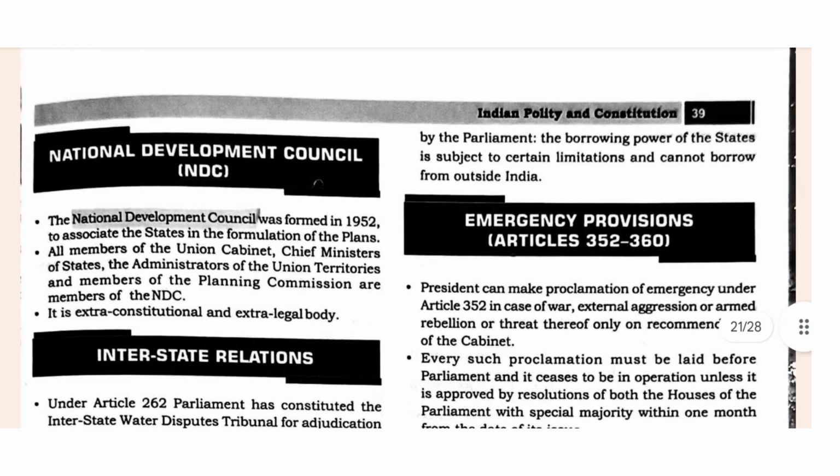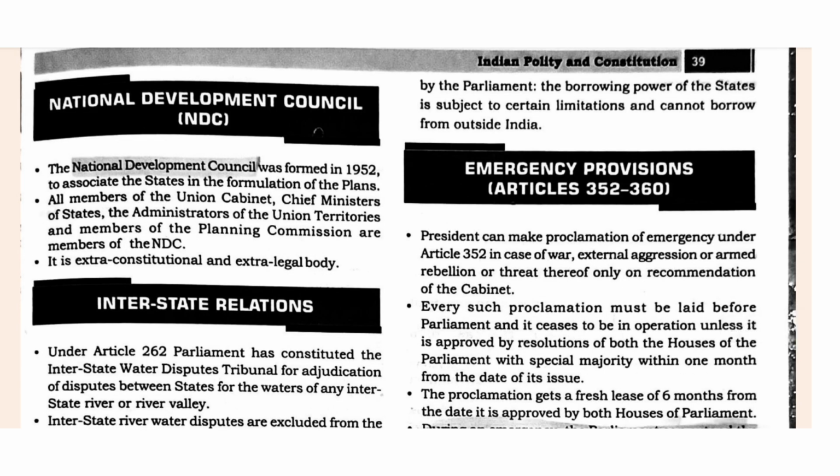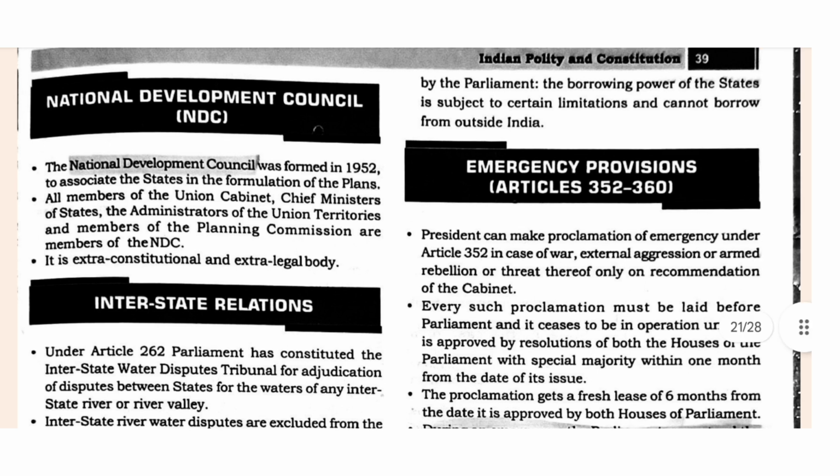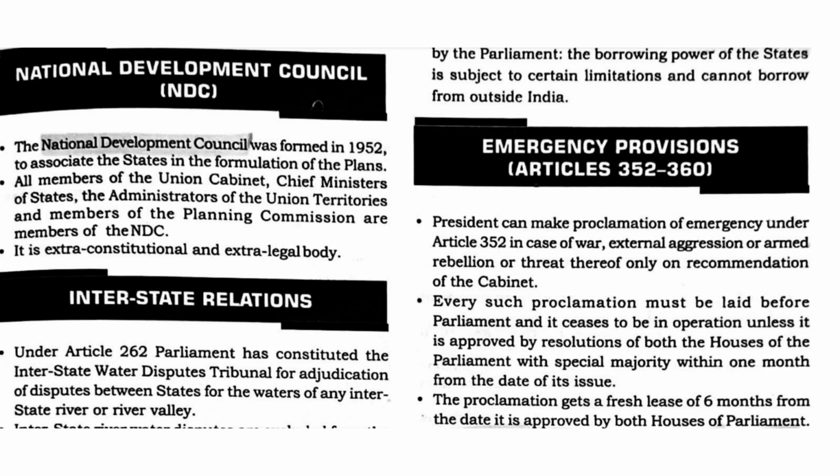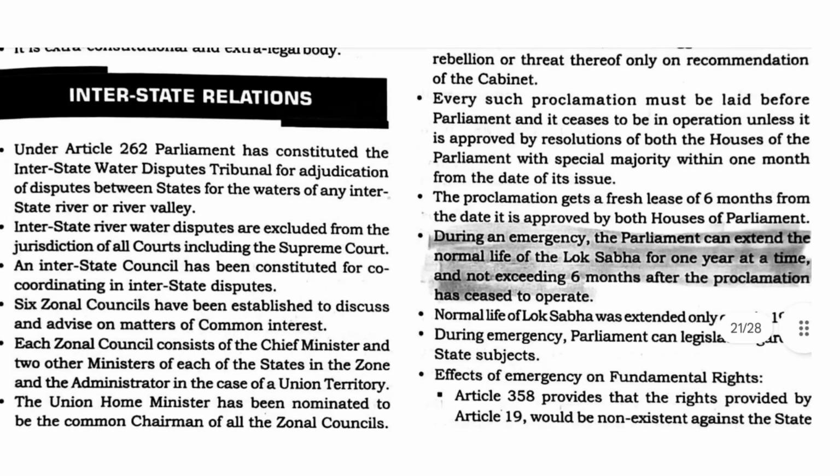National Development Council. The National Development Council was formed in 1952 to associate the states in the formulation of the plans. All members of the Union Cabinet, chief ministers of states, the administrators of the Union territories, and members of the Planning Commission are members of the NDC. It is an extra-constitutional and extra-legal body.